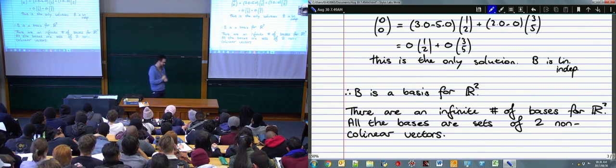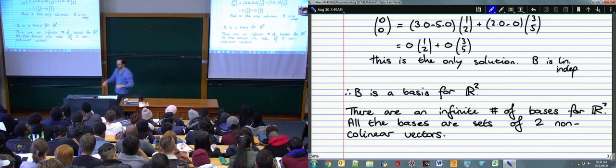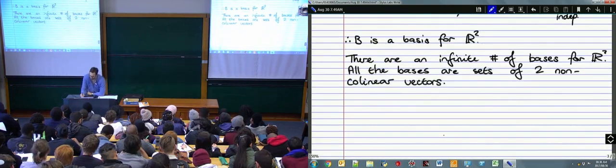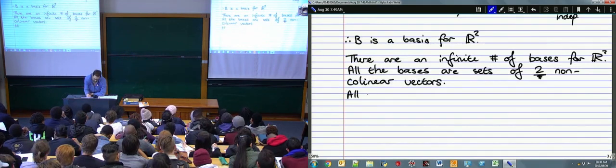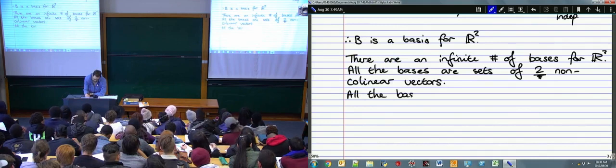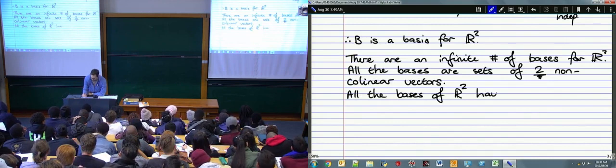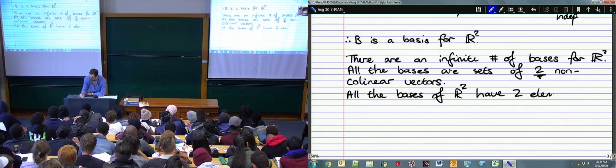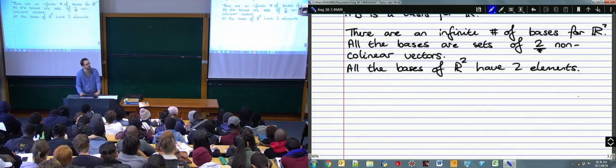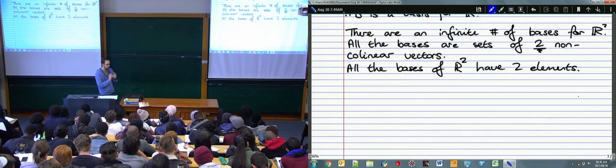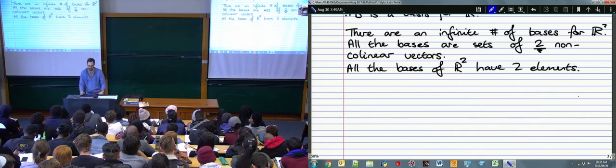And let's see if we can formalize this a little bit, and explain why this is the case. Okay. All the bases of R2 have two elements. That's sort of the important point. And let's think about what might happen in the case where we've got one element and how that would fail to be a basis, and where we've got three elements and how that might fail to be a basis.